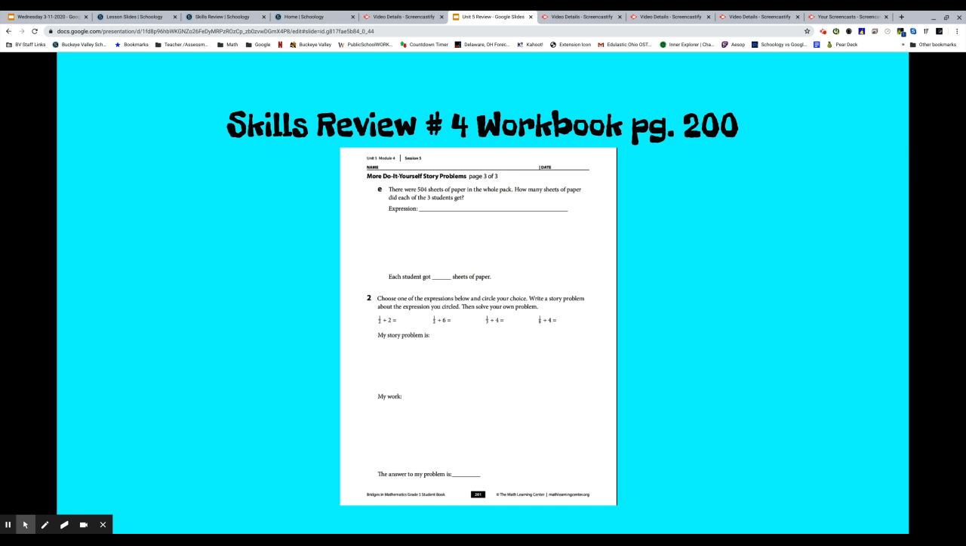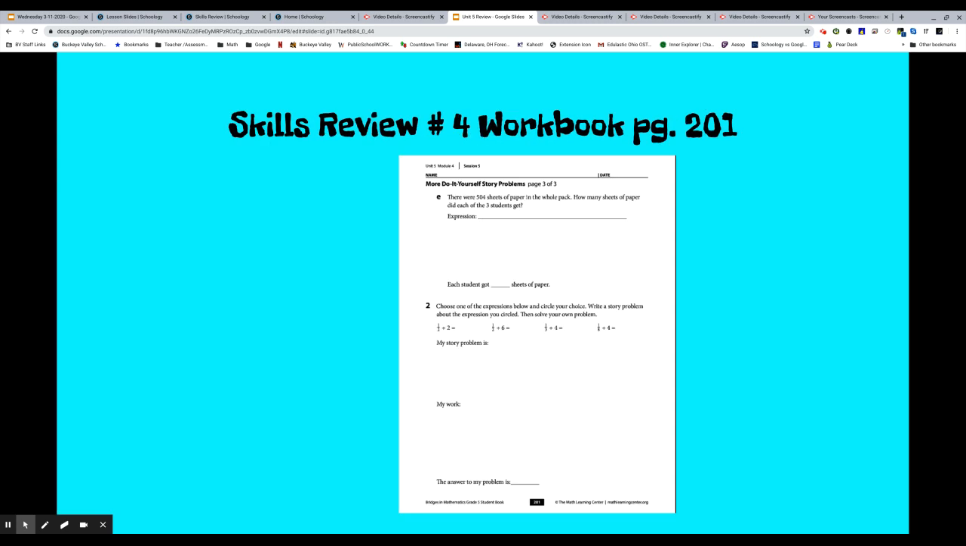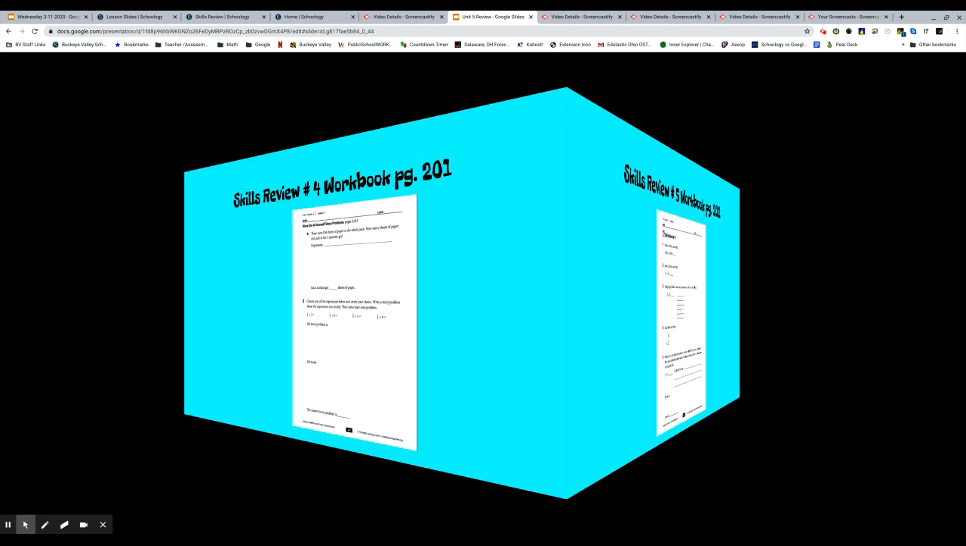201 is more of the do-it-yourself word problems, and then on number 2, you're writing your own story problem to match one of those expressions. So you're going to choose either 1/2 divided by 2, 1/2 divided by 6, 1/3 divided by 4, or 1/8 divided by 4. And you're going to write a story problem, show your work, and give us the quotient. I have 201 twice, so just ignore 201 one time.